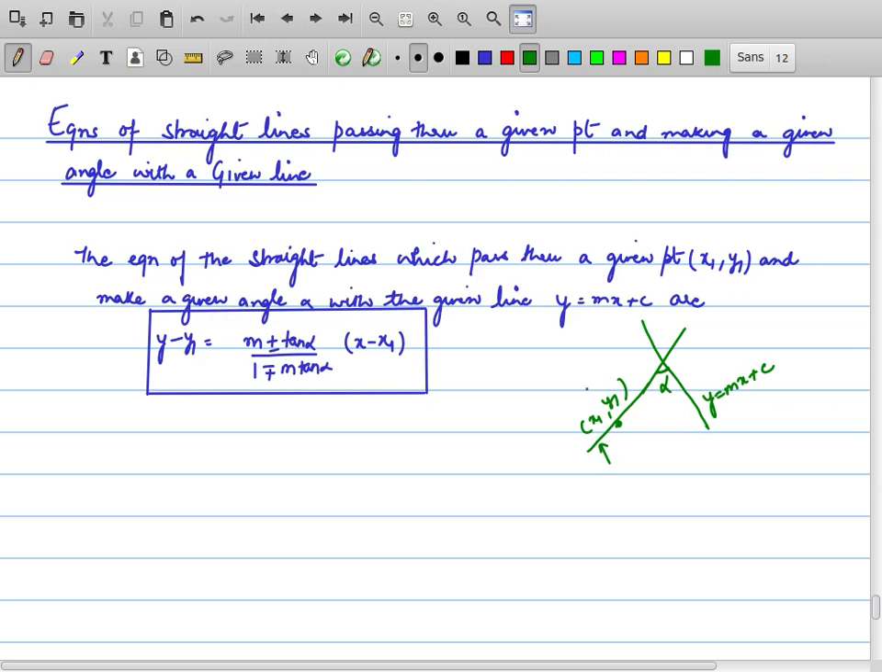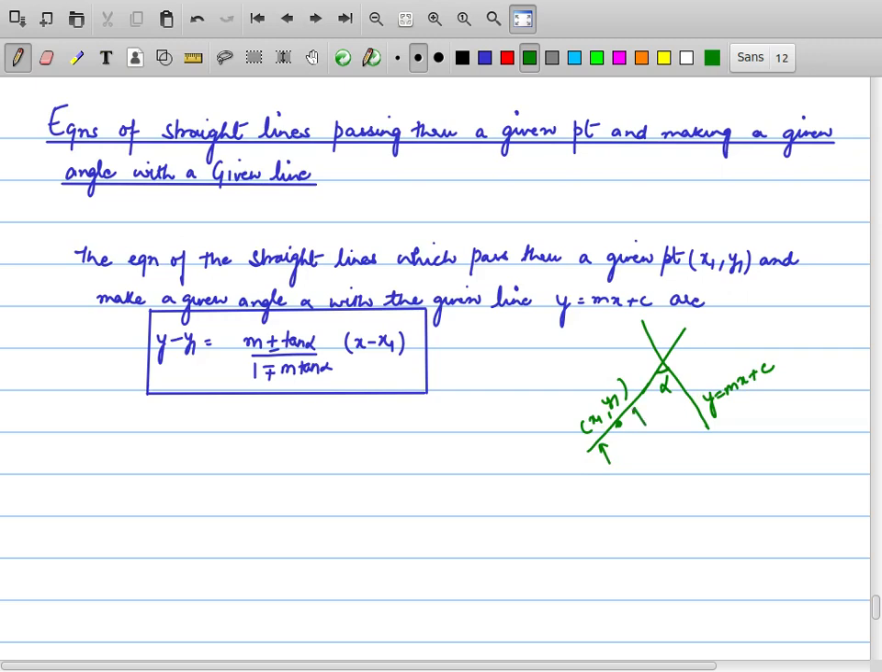The equation of this line can be written in this form. The equation of straight line which passes through given point x1, y1 and makes an angle alpha with a given line y is equal to mx plus c can be found out by using this equation. I hope you've understood what we are saying. We want to find the equation of line which is passing through x1, y1, and this line makes a certain angle alpha with another line whose equation is given. Based on this information, we have to find the equation of our line.